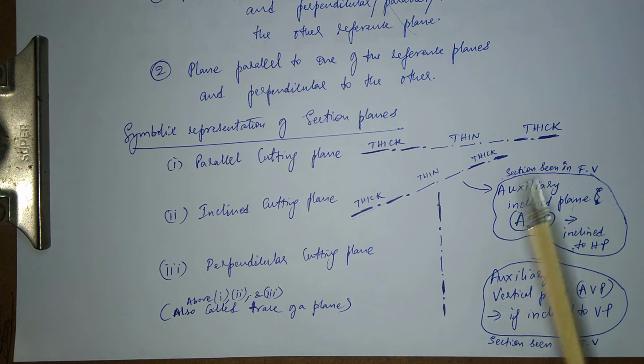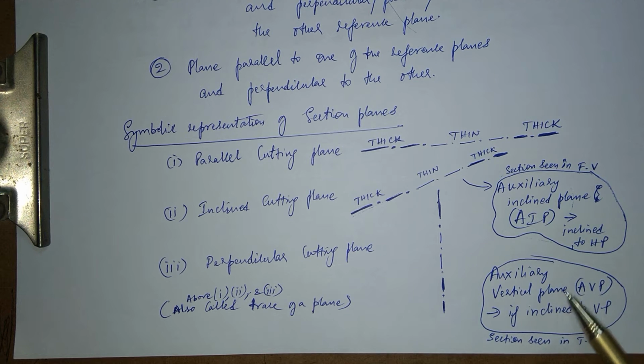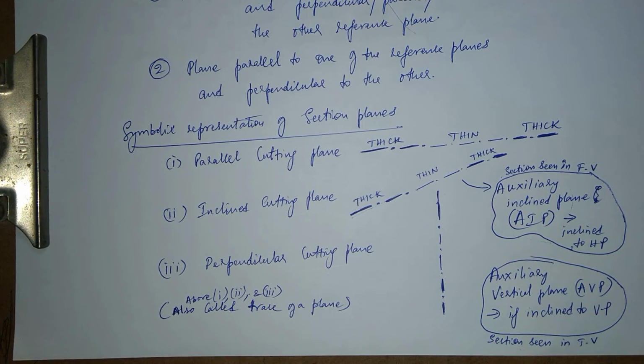Right? This is for the auxiliary inclined plane. If it's an auxiliary vertical plane, this is basically perpendicular to the HP and inclined to the VP. Inclined to the VP and perpendicular to the HP. So in the top view we see the section. So this is what it is. Alright, this is basically the types of sections.